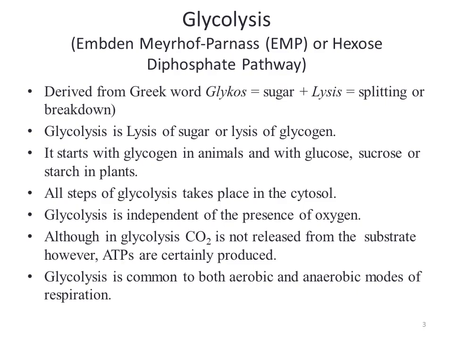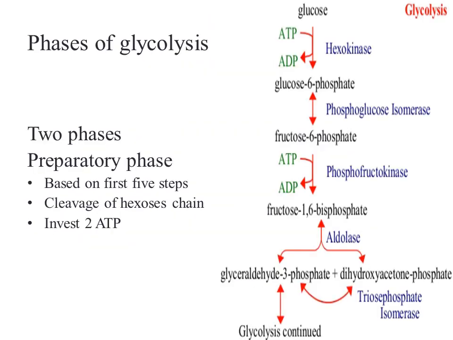All steps of glycolysis take place in the cytosol, in both aerobic and anaerobic types of respiration. Glycolysis is independent of the presence of oxygen. Although in glycolysis carbon dioxide is not released from the substrate, ATPs are certainly produced. Glycolysis is common to both aerobic and anaerobic types of respiration, as I told you.